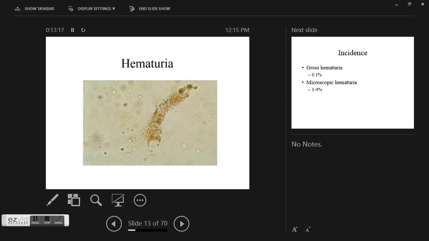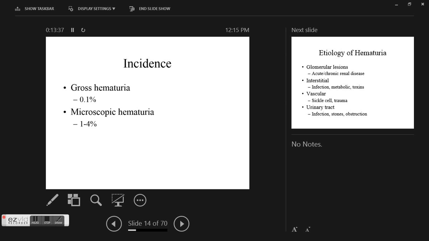I'm going to take it one step back. Yes, you're right. Glomerulonephritis. More importantly, nephritis means there's blood in the urine of glomerular origin. So when you say glomerulonephritis, be conscious that it's of glomerular origin and not tubular. It makes a difference in your thought process. The incidence is actually quite high. It's about 0.1% for gross hematuria and 1 to 4% in the general population for microscopic hematuria. So this is something you're going to see very commonly.